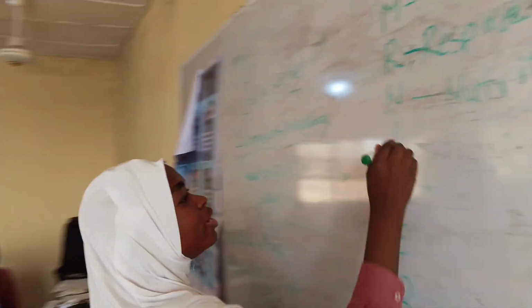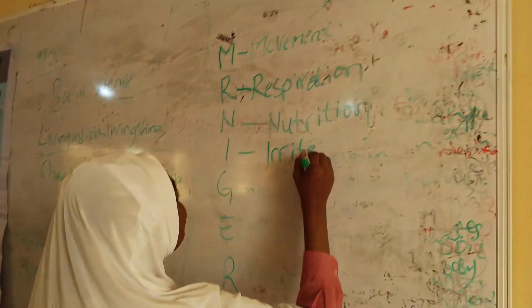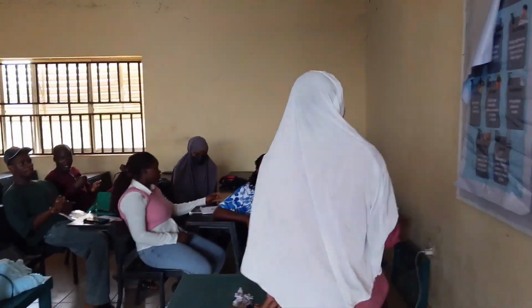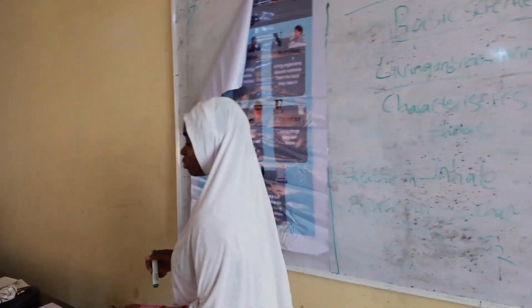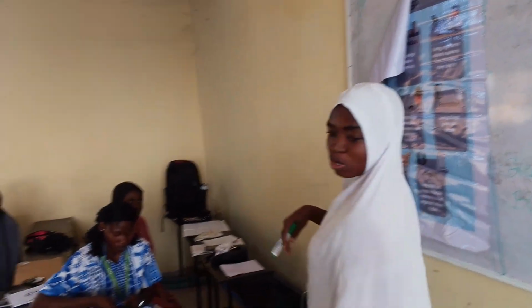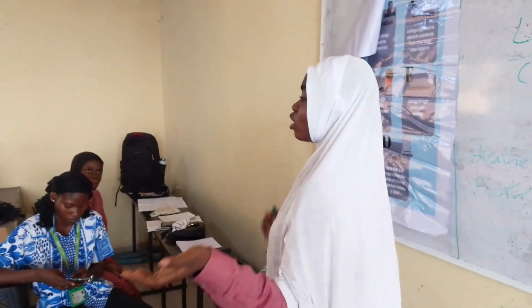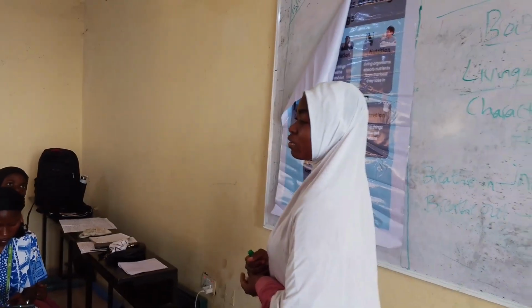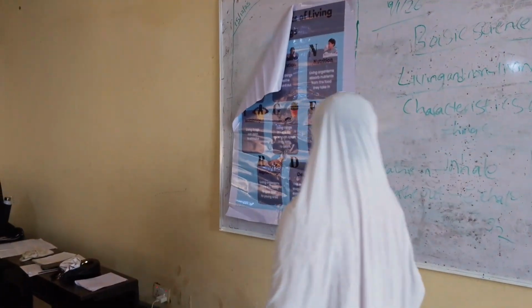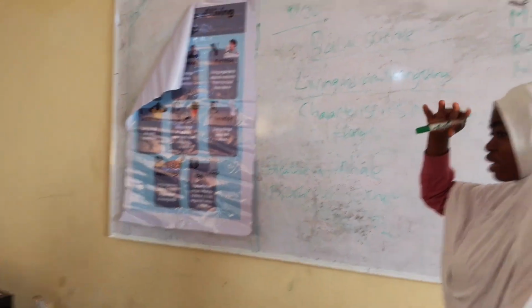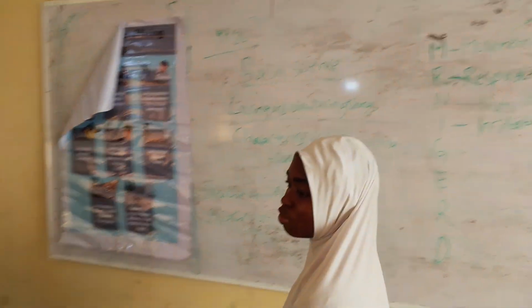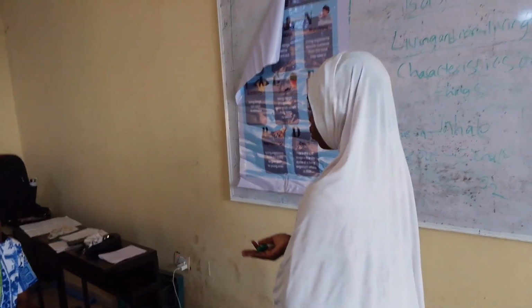So, the next one, irritability. Consider this person. If someone comes and starts playing, what's the first reaction? What's the first thing you do? How do you react? Cover your head. When you go out and the sun is affecting you, you use your hand to cover your head first. So, irritability: plants also react to stimuli. When you see that something is coming to harm, you don't just wait for it to harm you. You move away from it.